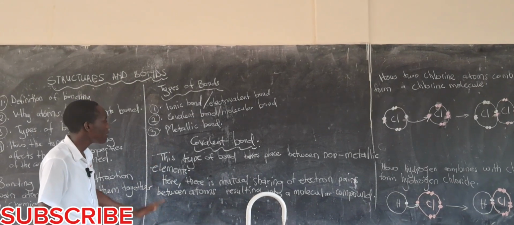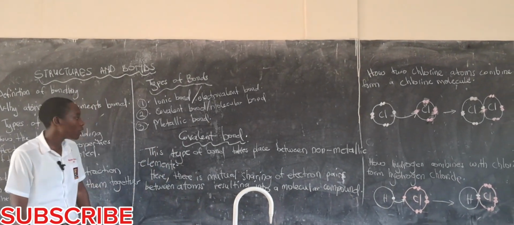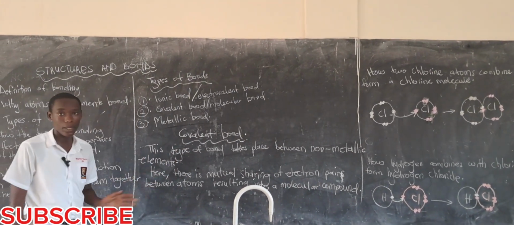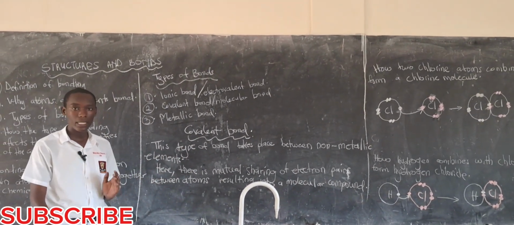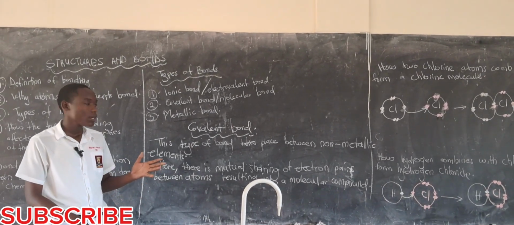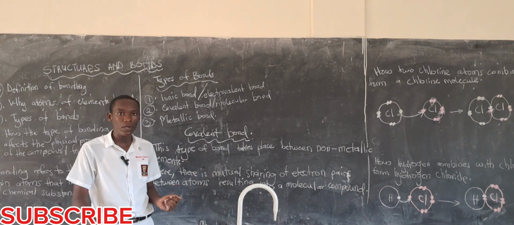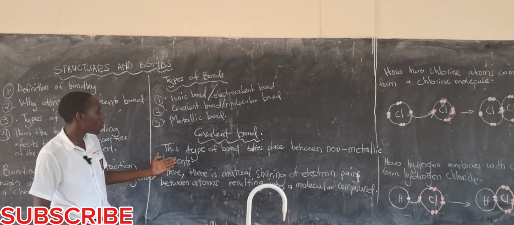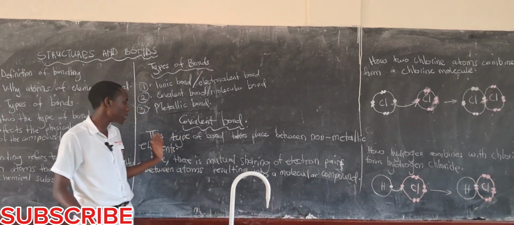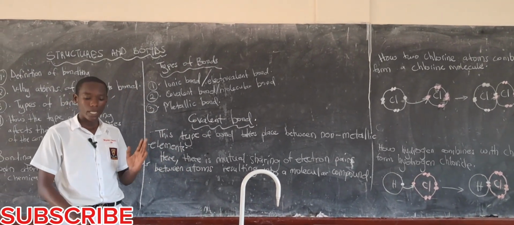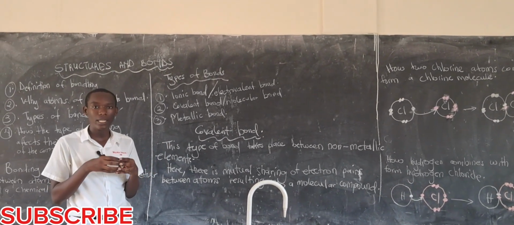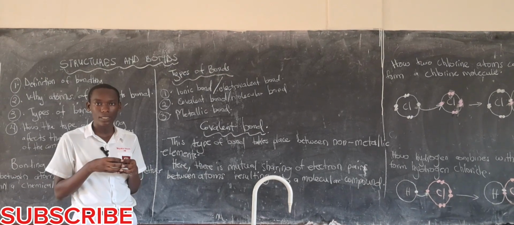Now let us look at the covalent bond. This type of bond takes place between non-metallic elements. When we talk of non-metallic elements, for example, nitrogen, oxygen, a chlorine molecule, and so on. So now, when we have non-metallic elements of the same substance, for example, a nitrogen molecule, it is formed by nitrogen combining with nitrogen, so that we have what we call a diatomic molecule.